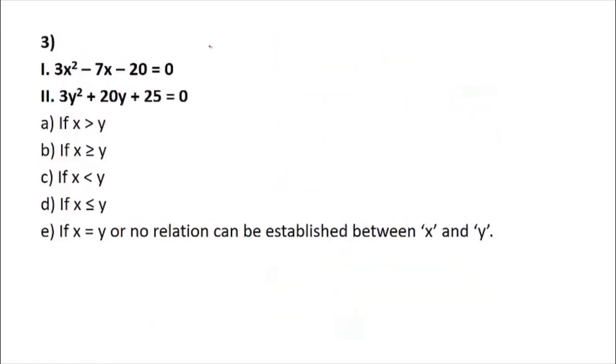So let us move on to example number 3, question number 3. Let us take the first Roman number. 3x square minus 7x minus 20 is equivalent to 0. Okay, now change the sign of this, multiply these two, that is minus 60. Now break it into 2 factors, that will get 7.